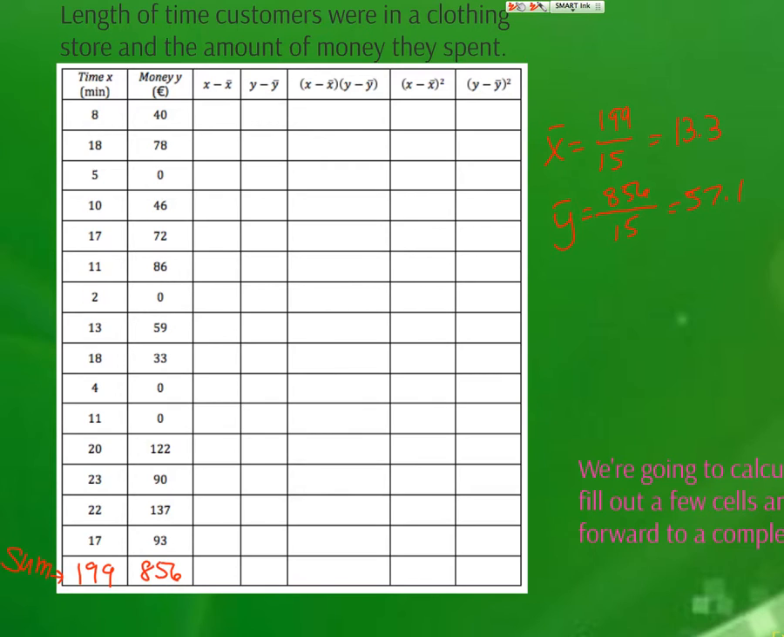So let's just fill in that first row just to get some idea of how that works. So we have to take 8 minus 13.3. So 8 minus 13.3, we get negative 5.3. Does that make sense where these numbers are coming from? Then for y minus y bar, I have to take 40 minus the 57.1, so I get negative 17.1. So I just did those subtractions. Notice I had to calculate those averages first, and then I did the subtractions.